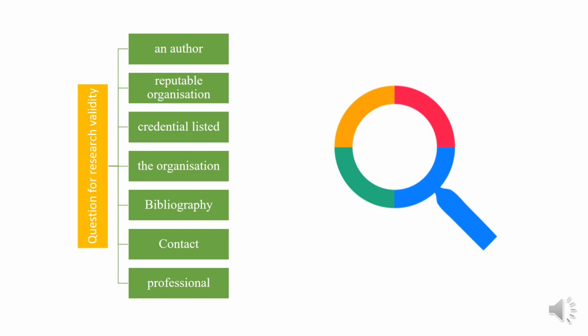Number four, is there information about the organization on the website? Number five, does the author cite sources or provide a bibliography? Number six, can you contact the author or sponsor of the website? Number seven, does the website look professional? Example: no major errors in spelling or grammar, in the links, or even advertising, and so on.